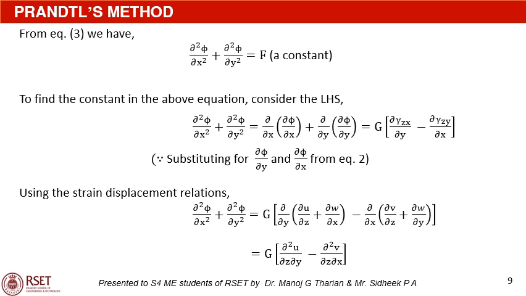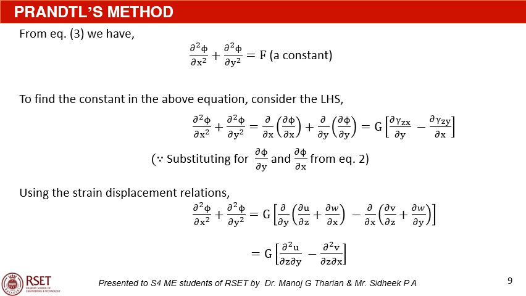the above equation becomes ∂²φ/∂x² + ∂²φ/∂y² = G(∂γzx/∂y − ∂γzy/∂x). Now, substituting for γzx and γzy using the strain displacement relations, that is γzx = ∂u/∂z + ∂w/∂x and γzy = ∂v/∂z + ∂w/∂y, the above equation becomes ∂²φ/∂x² + ∂²φ/∂y² = G[∂/∂y(∂u/∂z + ∂w/∂x) − ∂/∂x(∂v/∂z + ∂w/∂y)].